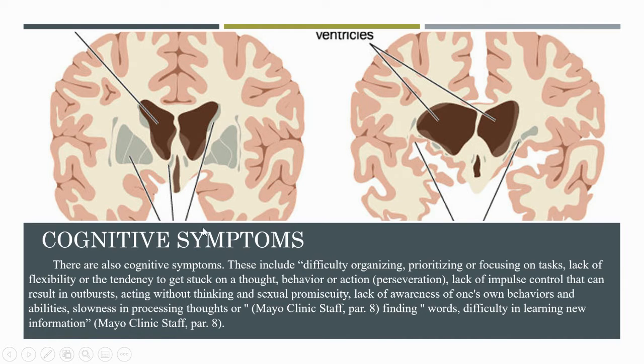So there are lots of cognitive symptoms as well. These include prioritizing or behavioral issues such as the tendency to have outbursts and not think clearly, with sexual issues or a lack of awareness of one's own behavior, and they can't process thoughts fast enough. And all these issues can combine to, for example, if they're slow, since they can't process fast enough and they're not aware of what's happening around them, they could get hit by a car because they can't process fast enough that a car is on their way there.